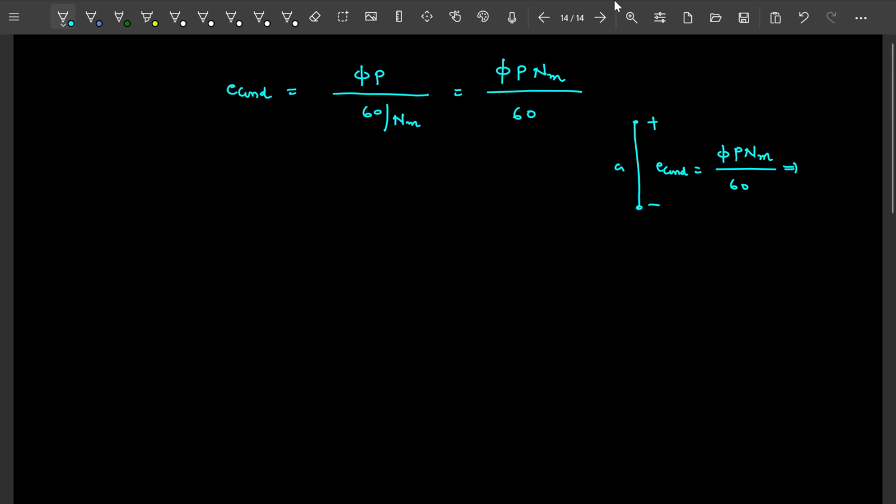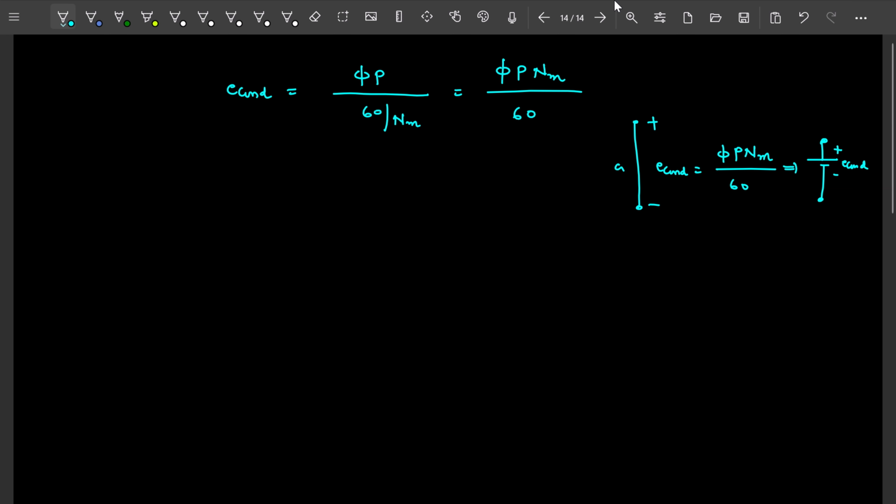That is, this can be modeled as a simple battery like this. This voltage is nothing but E conductor. This E conductor value is nothing but this one. This is the meaning of that thing. That is, whenever a conductor is moving with Nm rpm in a p pole machine, such that one pole is producing a flux of phi, then the induced voltage across that conductor is given by phi p Nm by 60. Okay, that is the thing.